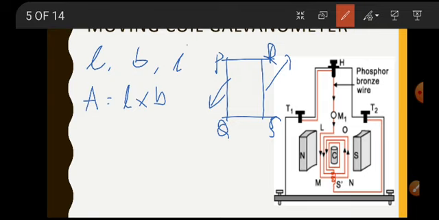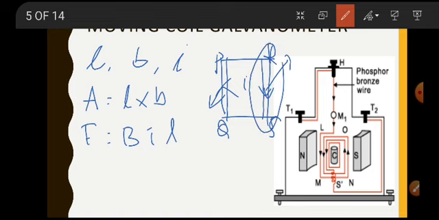As force on PQ, in this direction, F equals BIL. B is the magnetic field strength, I is the current passing through this coil, and L is the length. Similarly on the other side, RS also, F equals BIL. These two forces are equal but opposite in direction. The forces are equal and non-collinear.